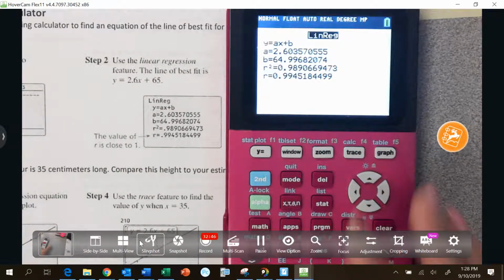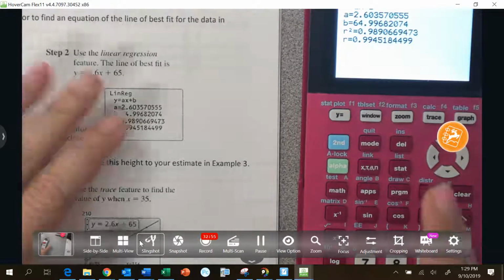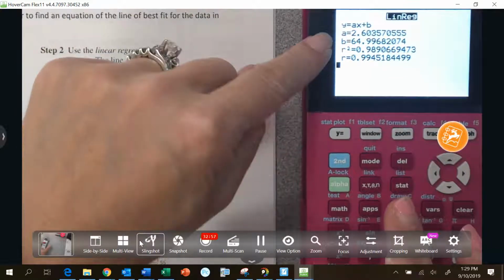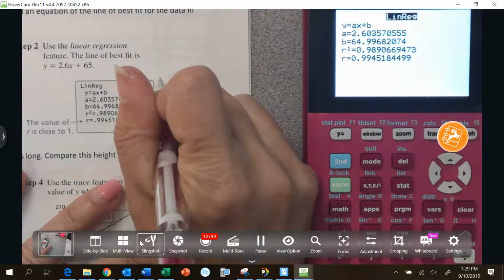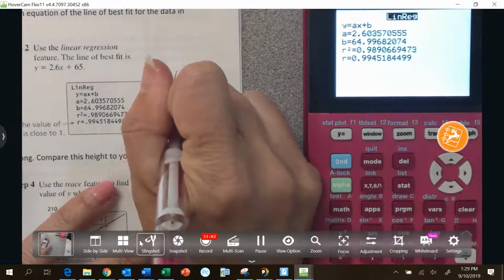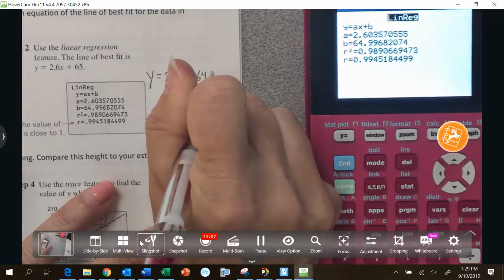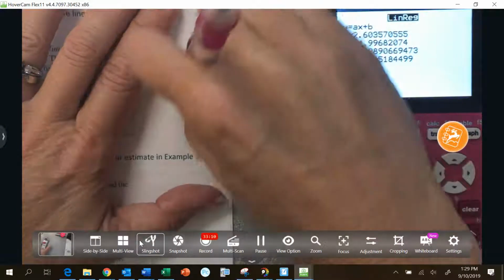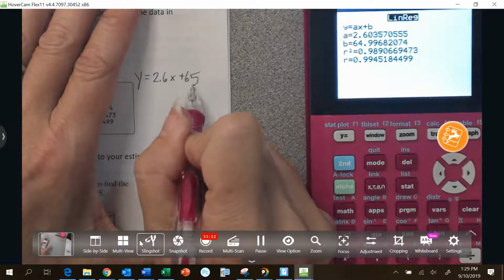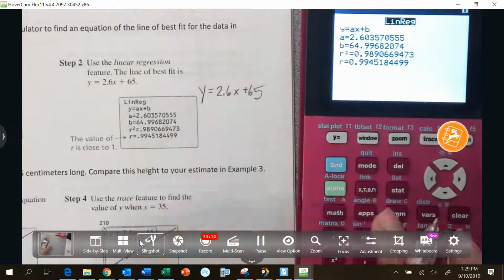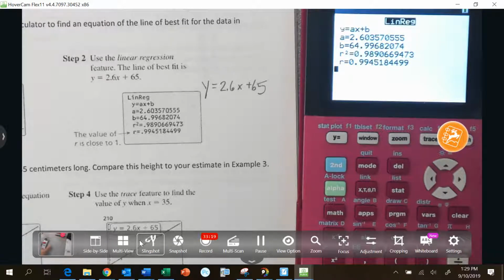So this is giving us a couple pieces of information. It's giving us the equation, which you can approximate on your paper. It's using A and B instead of M and B. Y equals 2.6x plus 64, maybe 65. By the time I round it, about 65, because it rounds the 0.99 up to a 5. So that's the approximate equation. Oh, look, they have it right here.